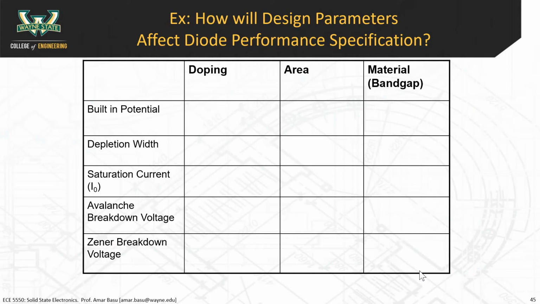Each of those performance parameters depends on design parameters. If you want your bridge to be strong, you have to design it with certain types of materials. Similarly, the diode has certain performance parameters, and those performance parameters depend on how you design the diode, the design parameters. So the performance parameters are here on the left side. Can everyone see my mouse? Okay, yeah. These are the performance parameters on the left, and these are the design parameters at the top.